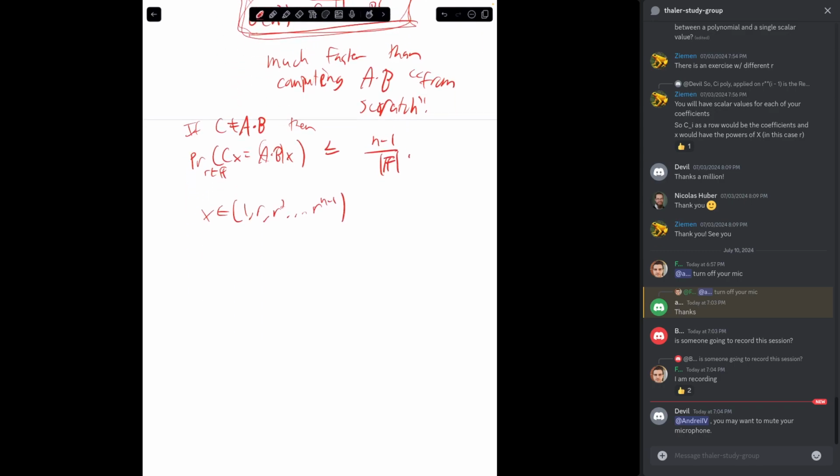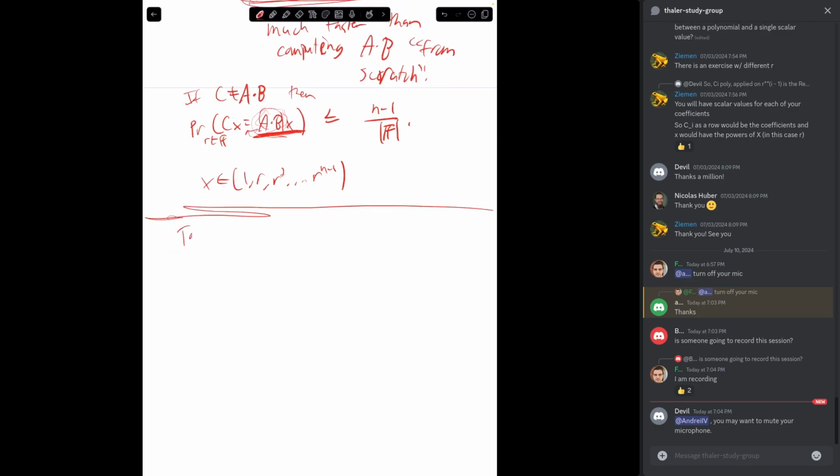In summary, rather than explicitly computing A times B, the algorithm is merely computing a row by row fingerprint of A times B, and that fingerprint can be computed much faster than computing the full matrix A times B. And the fingerprint is enough to check this equality with overwhelming probability. Okay, so that was last time.